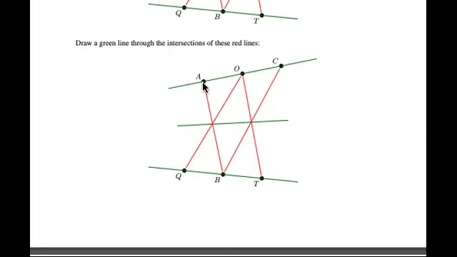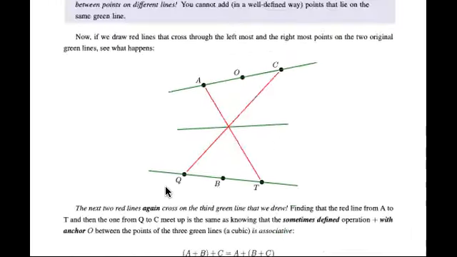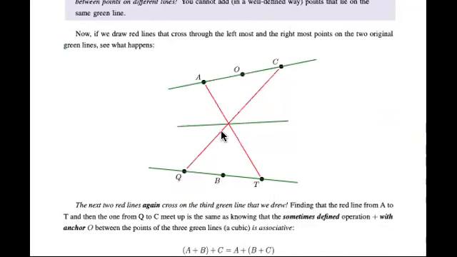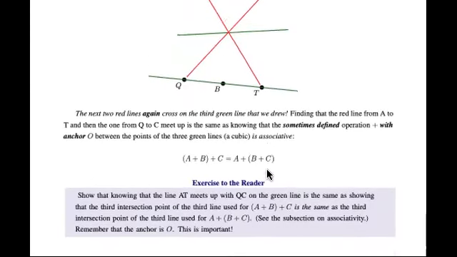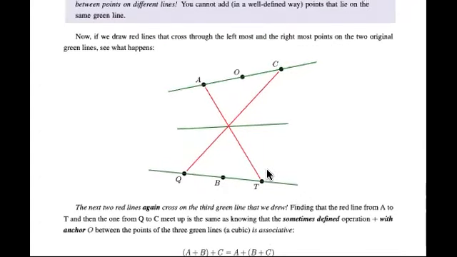So we want to show that if we draw a line from A to T and C to Q, we also intersect on that green line. So how would we do that? Well, that's an exercise to the reader here, but we can think about it a little bit as well.